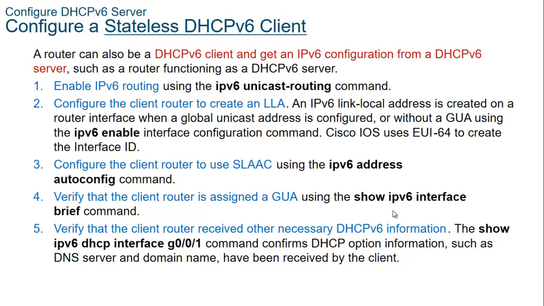4, verify that the client router is assigned a GUA. And 5, verify that the client router received other necessary DHCP information like the DNS server and also the domain name.